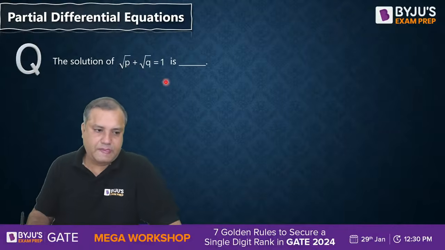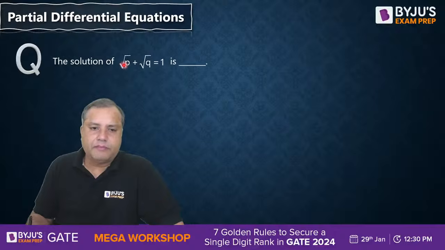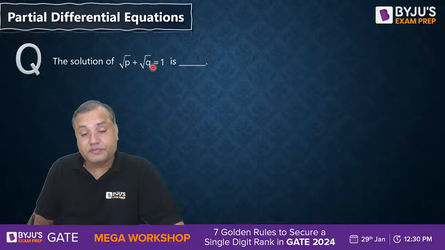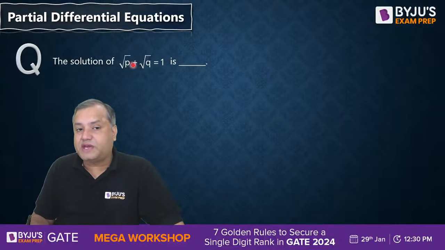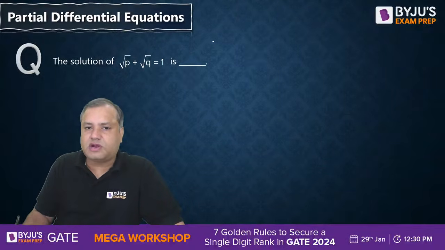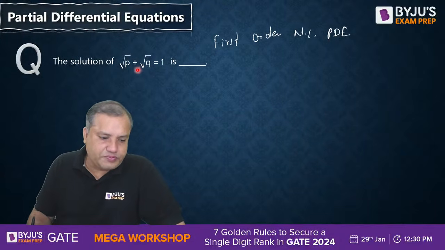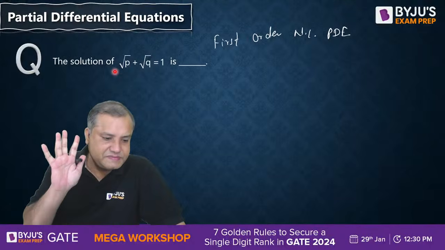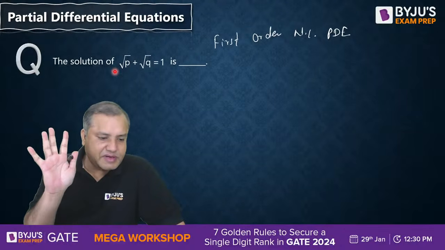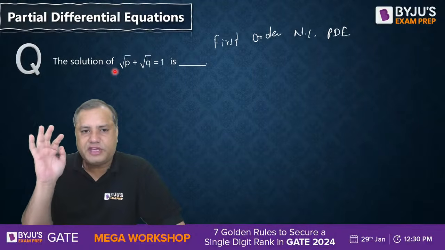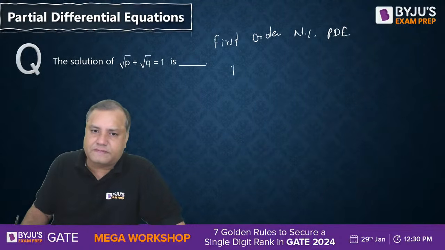Now see here. In this equation, p and q are present. So this is first order. But p and q appear in a degree other than 1. So this is a first order nonlinear PDE. Now, it contains only p and q. There are 5 parameters: z, x, y, p, q. It contains only p and q, so this is type 1.